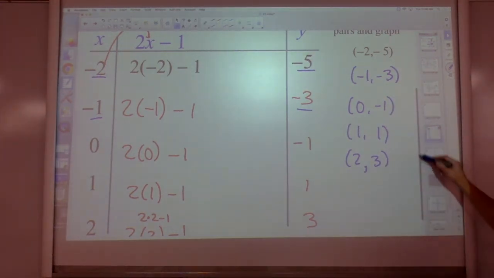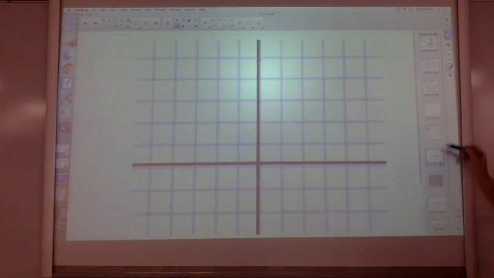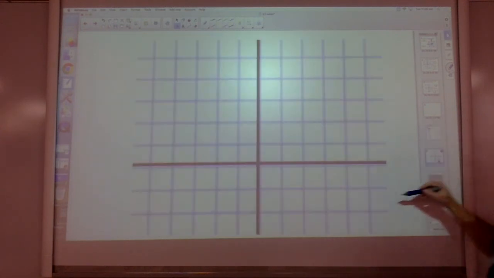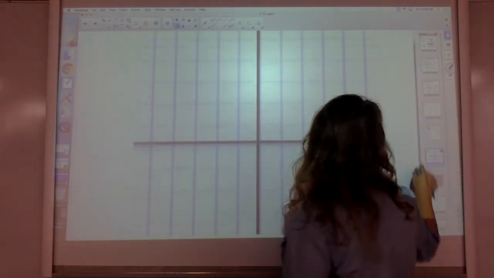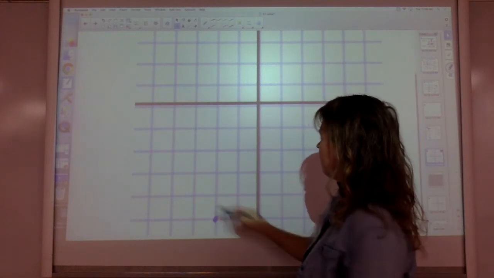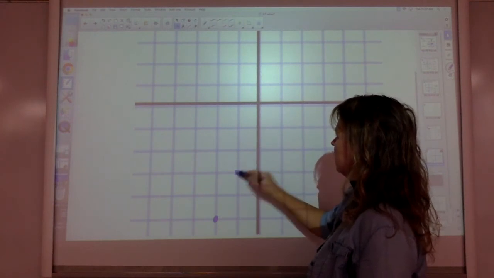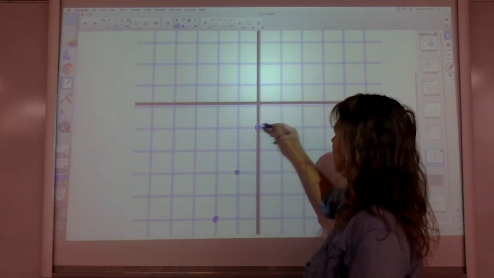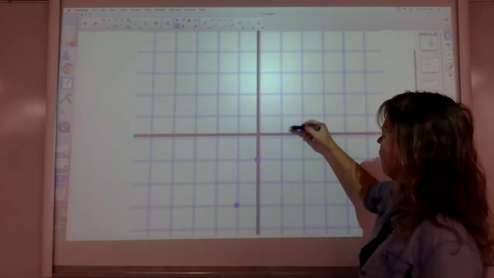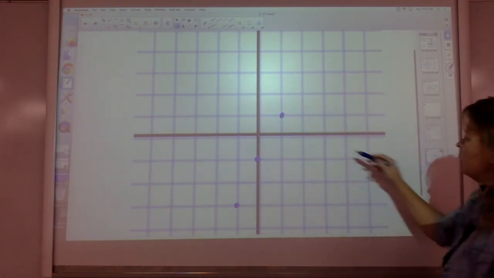And then next it says graph the function. So you go over to the graph. Our first point, as we just practiced, was -2, -5. We're going to go left 2 and down 5. 1, 2, 3, 4, 5. Left 1, -1, down 3. 0 was -1. 1 was 1. And 2 was 3.